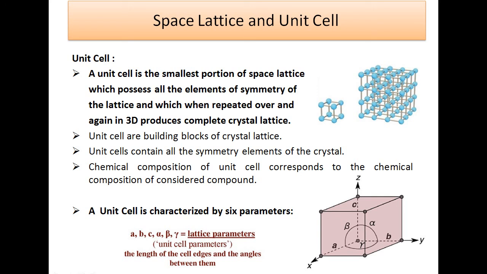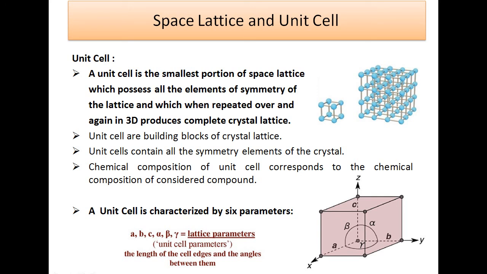Now what do we mean by unit cell? Very important for the solid state of a given substance. The unit cell is the smallest portion of the space lattice. For example, we have this space lattice and this is the smallest portion of it, possessing all the elements of symmetry of the lattice, and which, when repeated over and over again in 3 dimensions, will produce the complete crystal lattice.